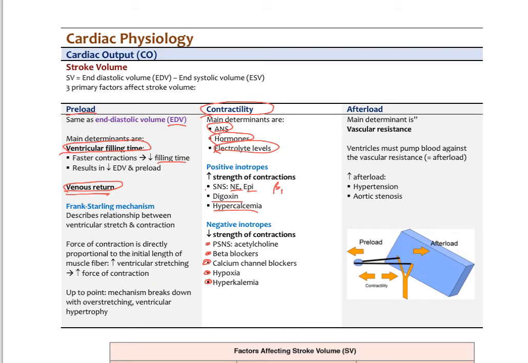The last factor that affects stroke volume is afterload, and the main determinant there is vascular resistance. So that would be your blood pressure in your arterial system in particular. The ventricles essentially have to pump against that pressure. So we see increased afterload in hypertension. We also see it if the aortic valve becomes scarred and fibrosed over. That's called aortic stenosis. It becomes narrowed, and that can lead to a backflow of blood into the left ventricle, and so the left ventricle has to push harder. So the afterload would be increased. So preload, contractility, and afterload are the three factors that determine stroke volume.